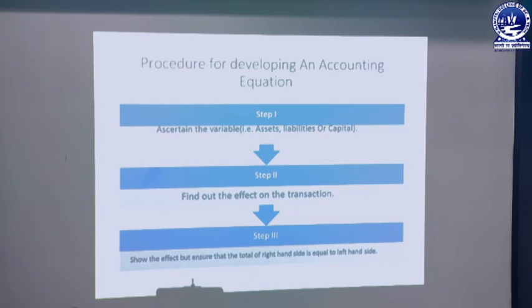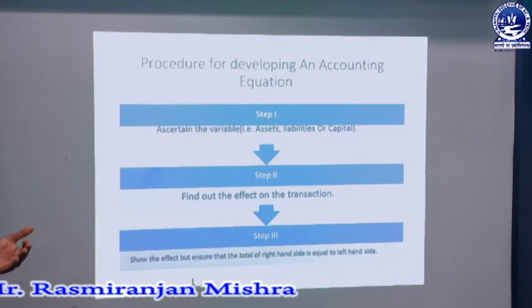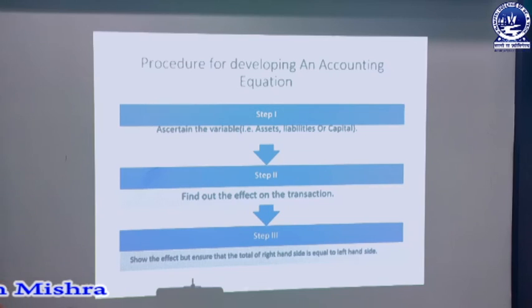So there is a procedure for developing the accounting equation. Step 1, ascertain the variables. That means whether it is assets or liabilities or capital, that must be identified. The second step, find out the effect of the transaction. If a transaction affects the business, we must find the various effects: which is the asset, which is the liability or which is the capital, and accordingly we record it under the different heads.